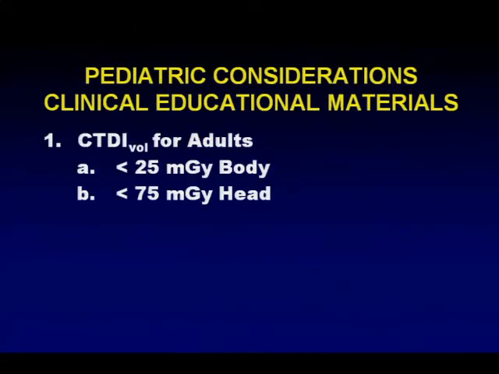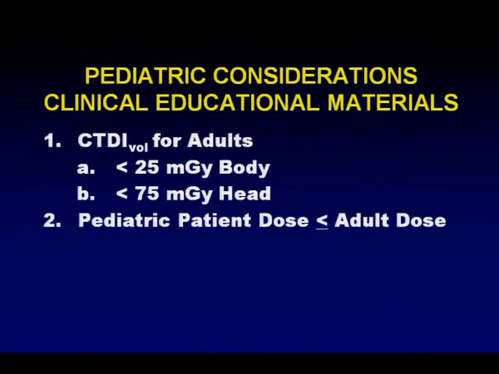What were the goals of this? Well, the idea is that the medical physicist is going to come into the facility, measure the CTDIvol. We need to make sure that the adult doses that the facility is using are reasonable, need to be less than 25 milligray for the body, 75 milligray for the head. And the idea of the protocol then is if you follow it after you put in the mAs that's associated with the body adult technique, you will be assured that your pediatric patient doses are a little bit less than the adult doses given by that facility.